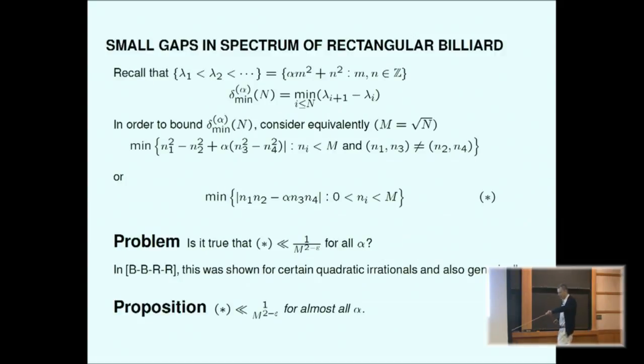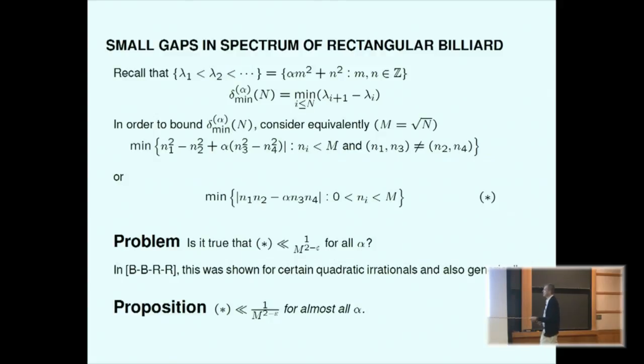Now, let's say something about the small gaps in the spectrum of rectangular billiards. Amazingly, in this situation, what we managed to do is avoid the use of Lindelöf by some trick. So now we have a quadratic form of signature (2,2), so 4 variables, and we want to study the minimum of that, to show that if I take the variables n_i bounded by M, we can achieve something like 1 over M squared.